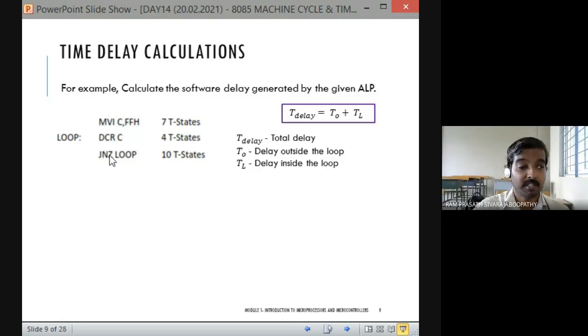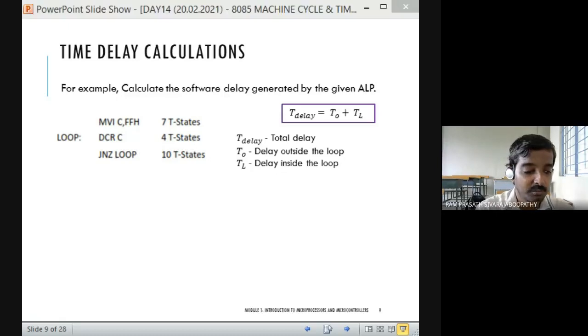Correct? What about the instructions within the loop, DCR C and JNZ? How many times are they going to run? It is based upon the count value. Here the count value is FF, that means 255. FF in hexadecimal is equal to 255 in decimal. Correct? Yes or no?